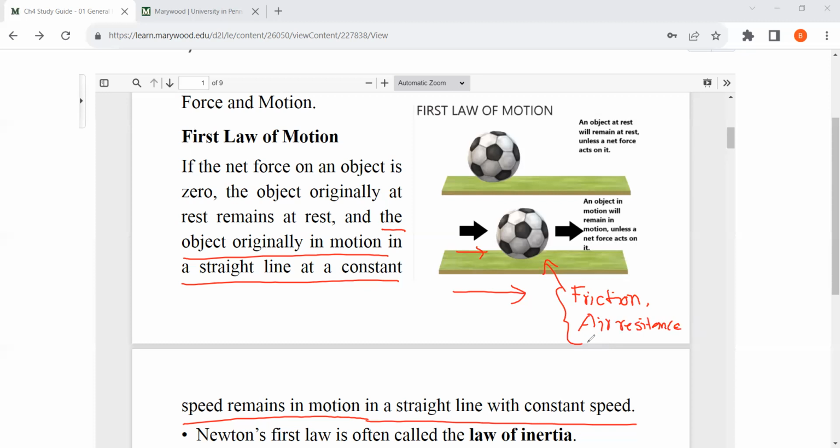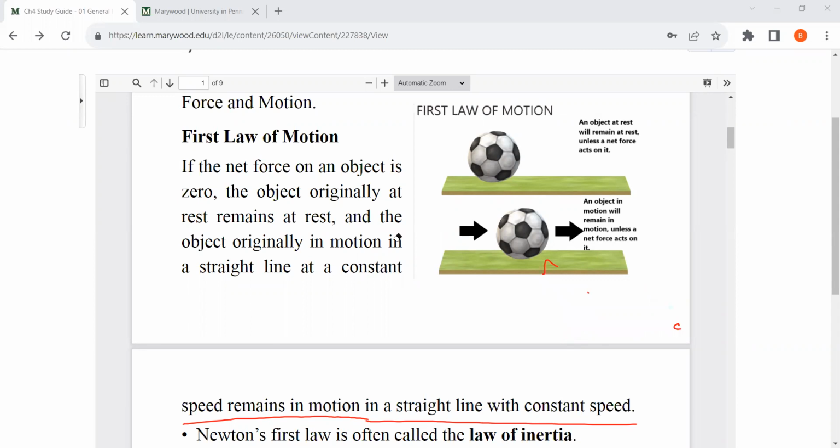So that means the net force is not equal to zero. There is some net force by friction and air resistance. That's why an object moving at a constant speed in a straight line does not keep moving; it stops at some point. So in our everyday life, because of friction and air resistance, it's difficult to prove the second part. But we can prove it using the simulation.